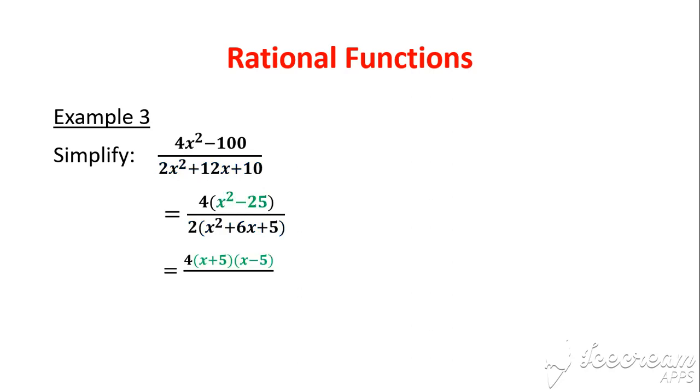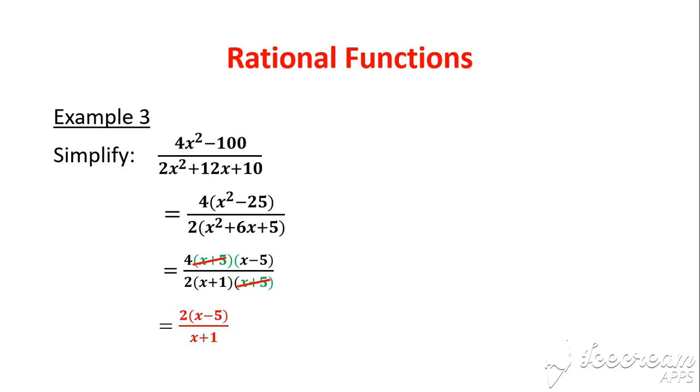Now I'm going to go inside the brackets on the top. This is a difference of 2 squares, and I'm going to factorize it to get x plus 5 and x minus 5. And on the bottom, I'm going to factorize the bit inside the brackets to become x plus 1 times x plus 5. Now I'm ready to do my cancelling or simplifying. 4 divided by 2 leaves me 2 whole, so I'll leave the 2 on the top. And you can see the x plus 5 divided by x plus 5 is going to cancel to give us 1. So they will disappear and we'll be left with the x minus 5 on the top and the x plus 1 on the bottom.